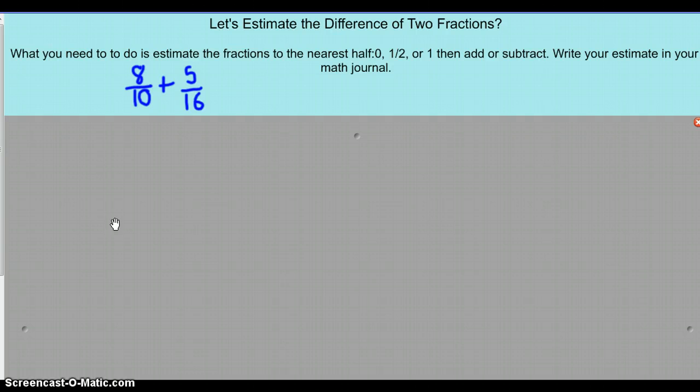Let's estimate the difference of 2 fractions. What you need to do is estimate the fractions to the nearest half: 0, 1/2, or 1. Then add or subtract. Write your estimate in your math journal. So for example, is this closest to 0, half, or 1? And is this closest to 0, half, or 1? And then use the sign if it's plus or minus. Do this now. Pause the video.